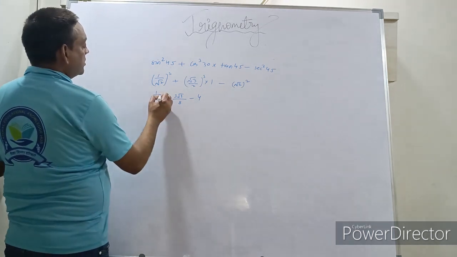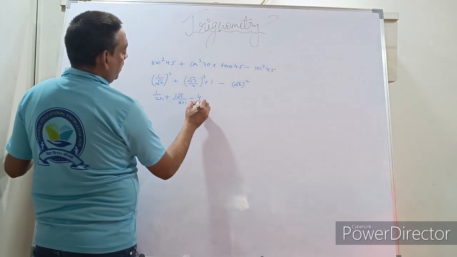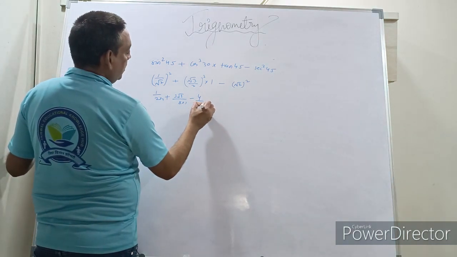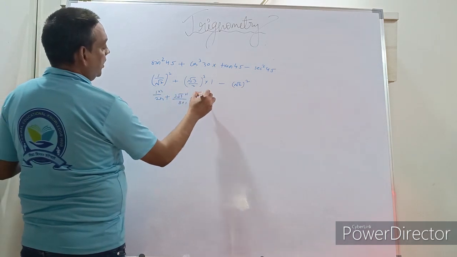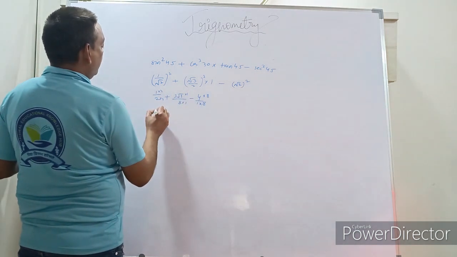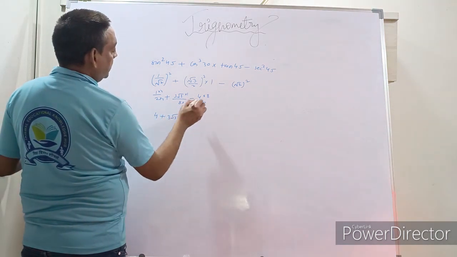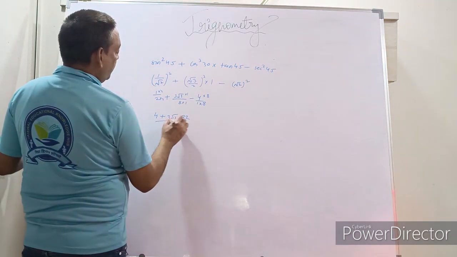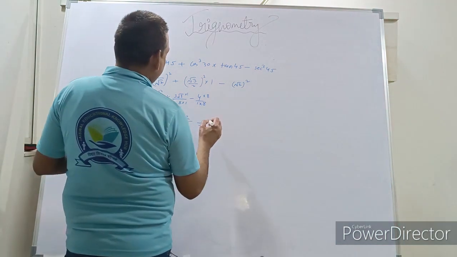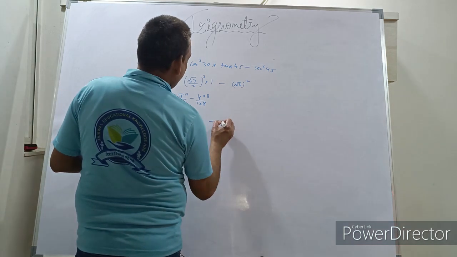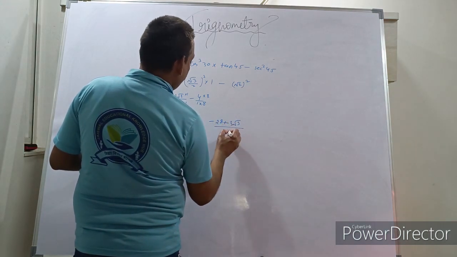Okay, so now take the LCM, so into 4 into 1 and into 8. So 4 times 1 is 4, plus 3 root 3, minus 8 times 4 is 32, upon 8. So that becomes 4 minus 32, which is minus 28, plus 3 root 3 upon 8.